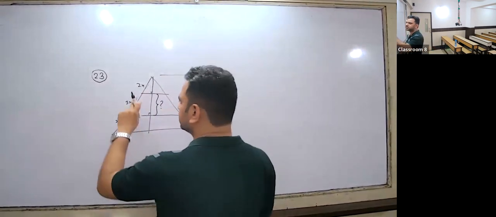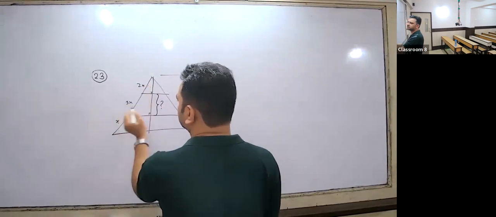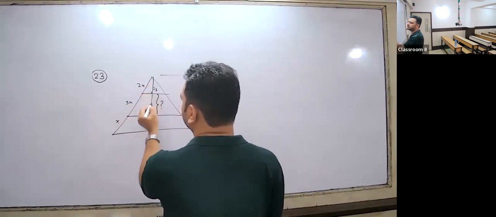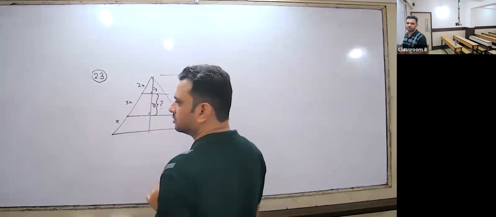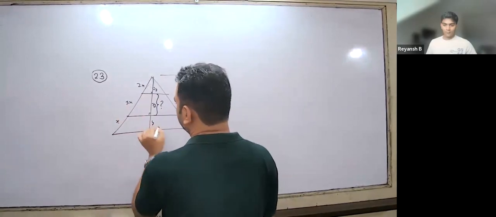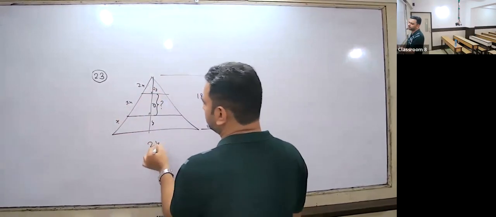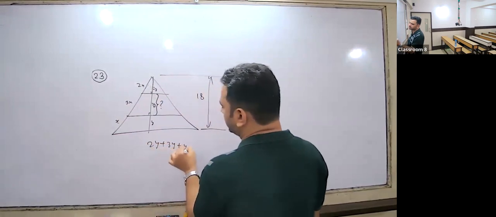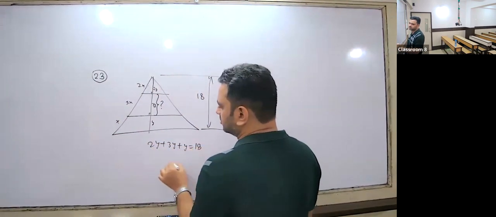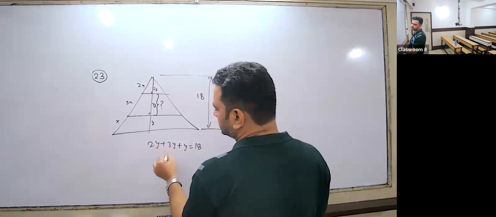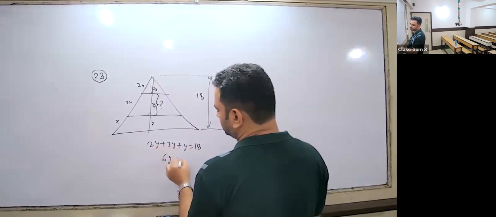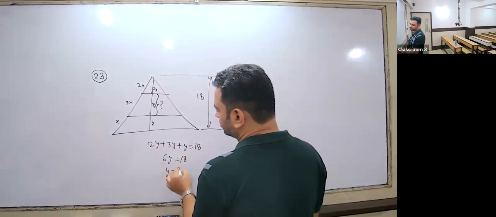So then, the issue of these heights: we have 2x, 3x, so I can say this will be 2y and 3y. The same way, this will be y. So 2y plus 3y plus y should be equal to 18. So this will be 6y equals 18, so y will be equal to 3.